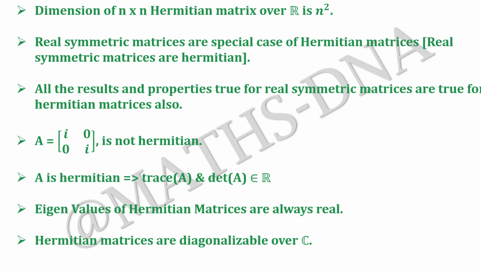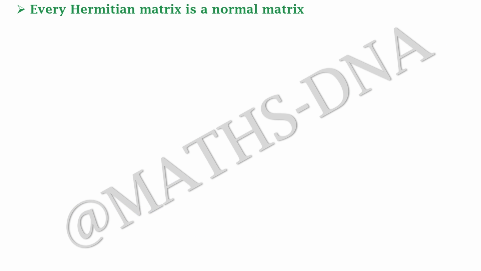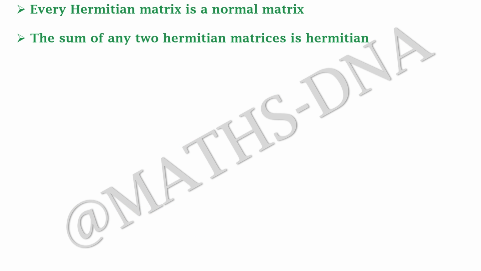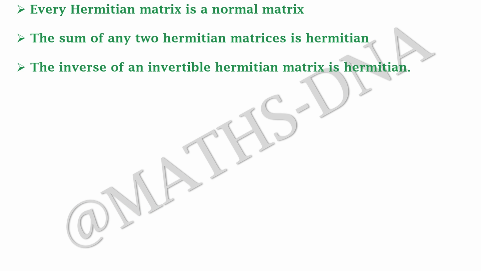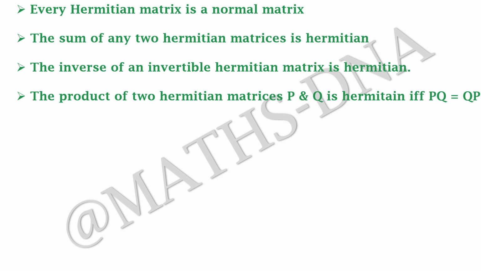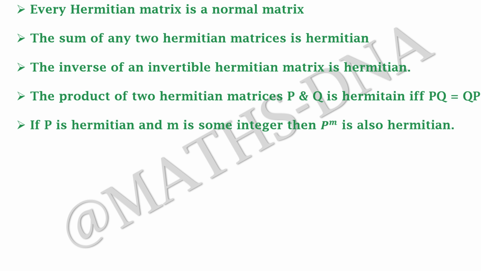Also, Hermitian matrices are diagonalizable over C, the set of complex numbers. Moving on, we also know that every Hermitian matrix is a normal matrix, and the sum of any two Hermitian matrices is again Hermitian. Also, the inverse of an invertible Hermitian matrix is Hermitian. The main condition is that the matrix should be invertible firstly. And the product of two Hermitian matrices P and Q is also Hermitian if and only if PQ equals QP.